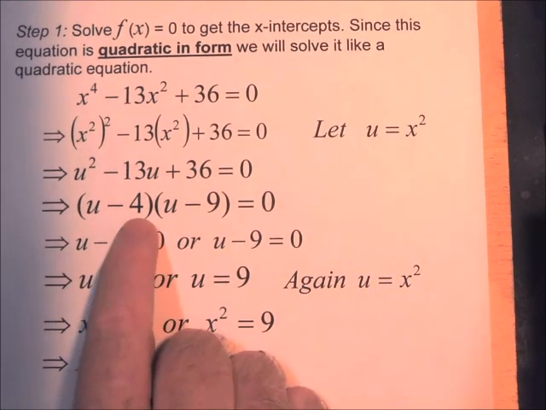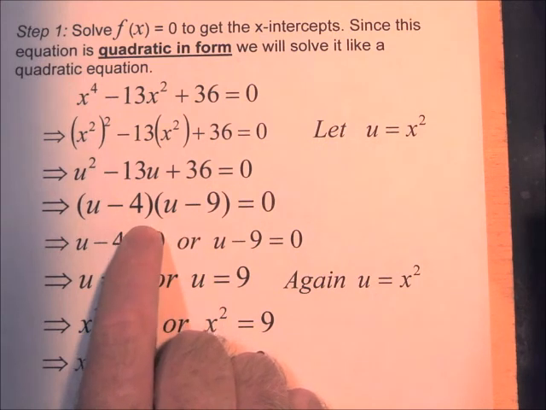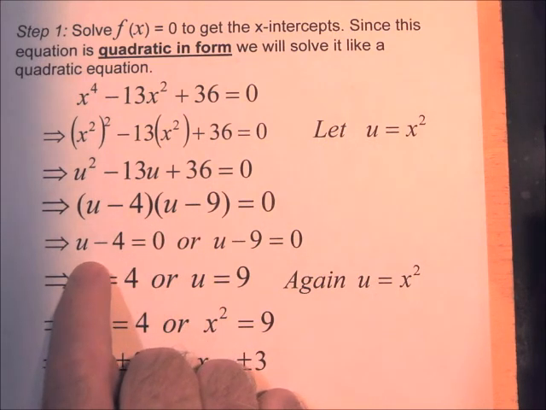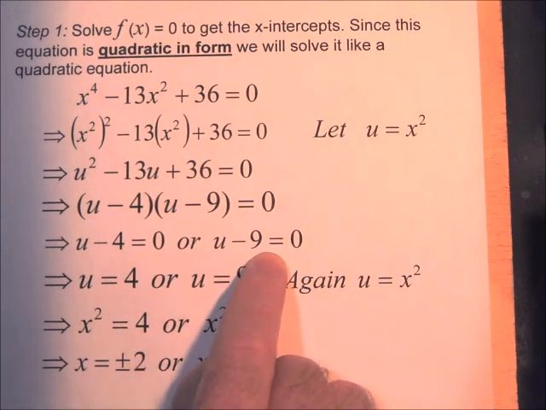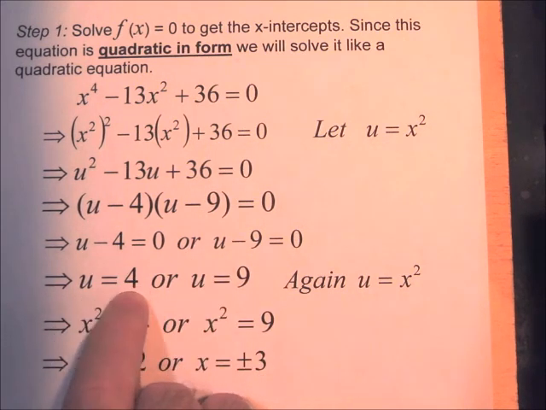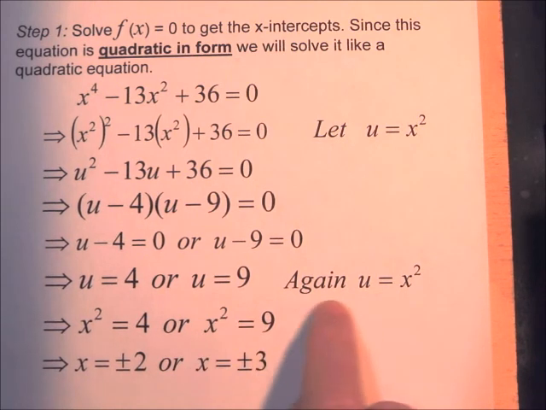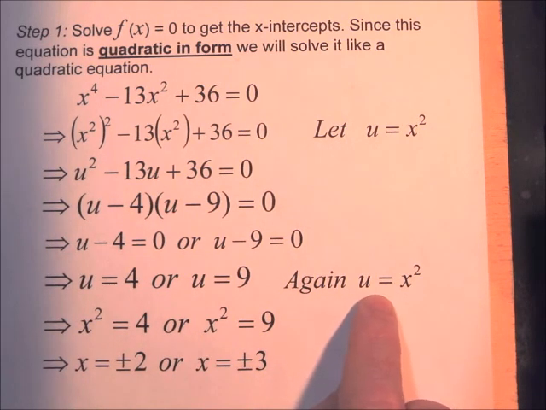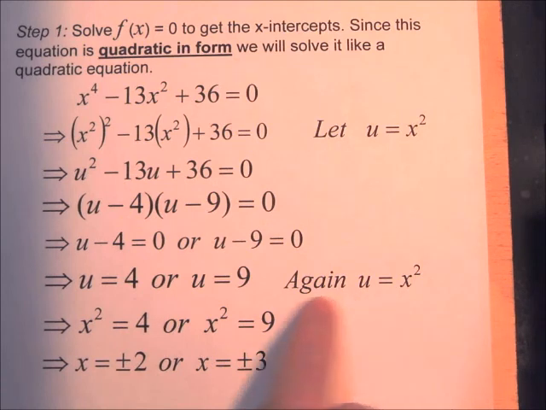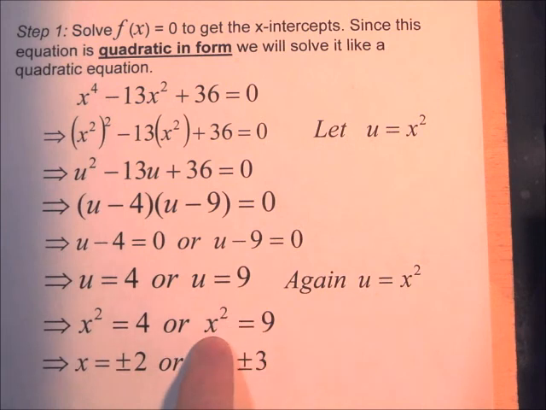Okay, so now we have a product equal to 0. That means one of the factors has to be 0. So either u minus 4 equals 0 or u minus 9 equals 0. Add 4 to both sides, we get u equal 4. Add 9 to both sides, we get u equal 9. Now we want to substitute back, replace u with x squared. So instead of u equal 4, we'll have x squared equal 4. Instead of u equal 9, we'll have x squared equal 9. And then to solve for x, we want to take the square root, and we get x equal plus or minus 2, or x equal plus or minus 3.